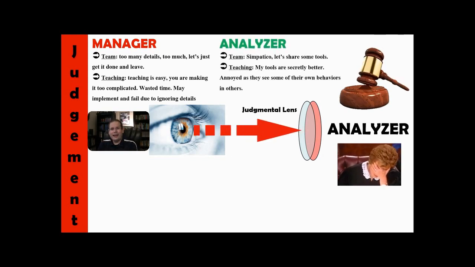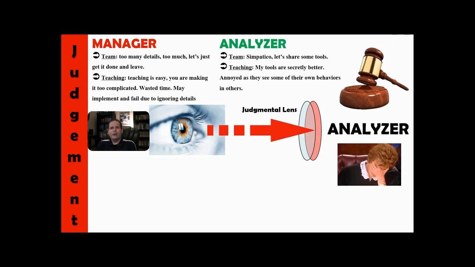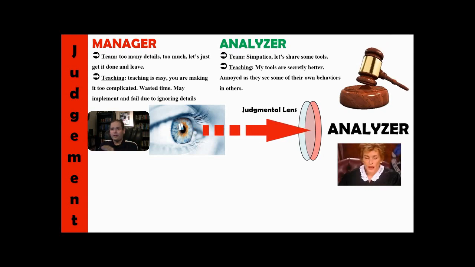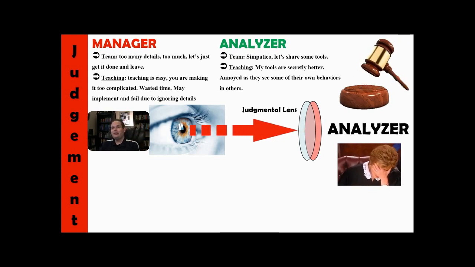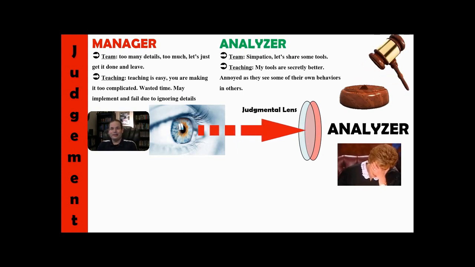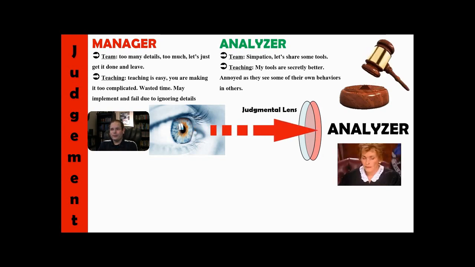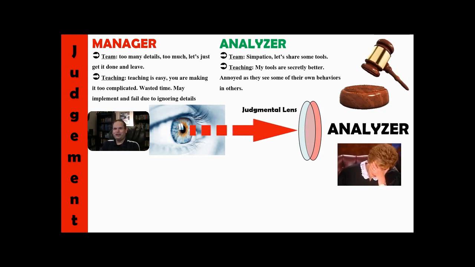All right, next, how do analyzers judge other analyzers? Well, they tend to be pretty simpatico. One person's into details, the other person's into details, and two analyzers talking about things could go on for hours. The one thing though is analyzers are perfectionists and they've spent years perfecting their craft, so they tend to be really skeptical of other analyzers and their thoughts as well. It's not that an analyzer will accept everything another analyzer says. But on a team, they like to share things back and forth. And in terms of teaching, even though they'll listen, in the back of their head they're thinking, oh, my tools are so much better than your tools. And so that's how they tend to judge.